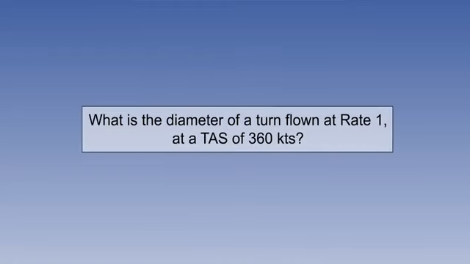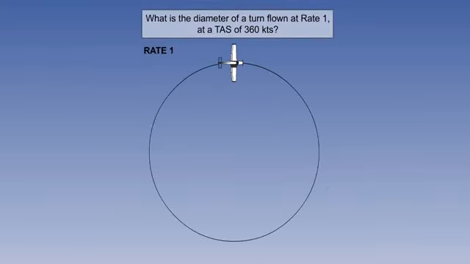To conclude the lesson, let's look at some straightforward calculations which might be encountered. To start with, let's work out the diameter of a turn flown at rate 1 at a true airspeed of 360 knots. By now, we should have noted that a rate 1 turn is a turn through 360 degrees in 2 minutes, or a turn of 3 degrees per second. Rate 1 turns are regularly used in instrument flight. So, returning to our calculation, we now know it will take 2 minutes at a true airspeed of 360 knots to complete the turn.